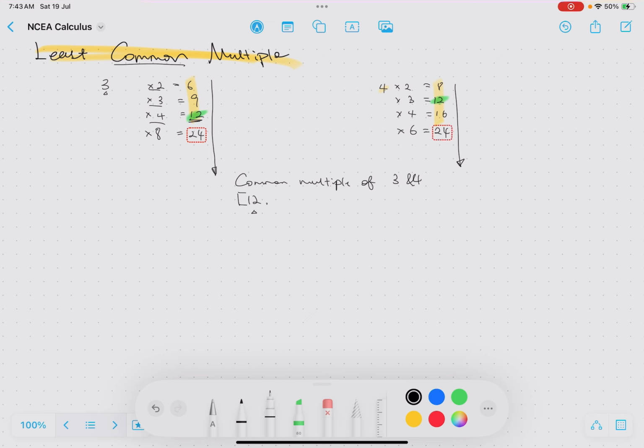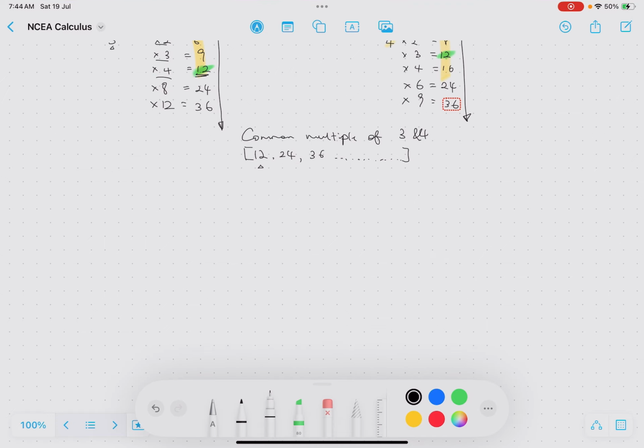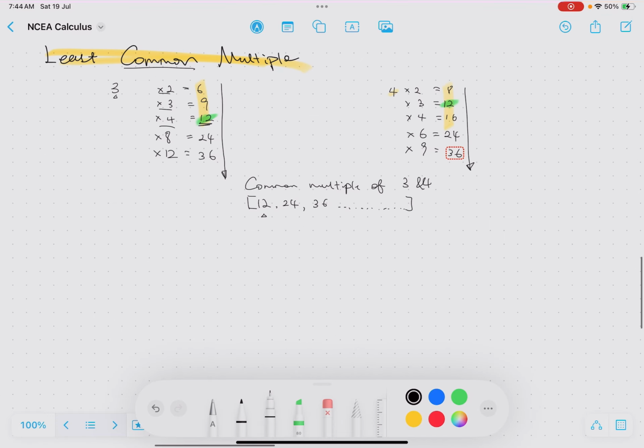If we triple it, if we times 12 by 3, we'll have 36. That's 3 times 12, and that is 9 here. So again, this list will go on forever and ever. What we're most interested in is the least it can be, the smallest number that we can possibly find, which is 12 in this case.